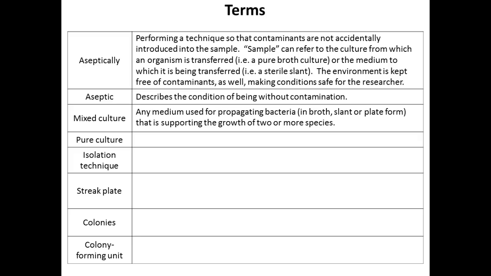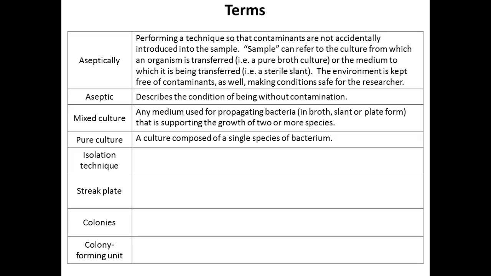So a mixed culture, as we said, is a media used for propagating in broth, slant, or plate form that supports the growth of two or more species. So when we have a mixed culture, we have more than one. Typically, we want to work with pure cultures because that way we know what we're looking at. We're looking at a single species. So 4 of your cultures there actually are pure cultures. They should be just that organism on the label.